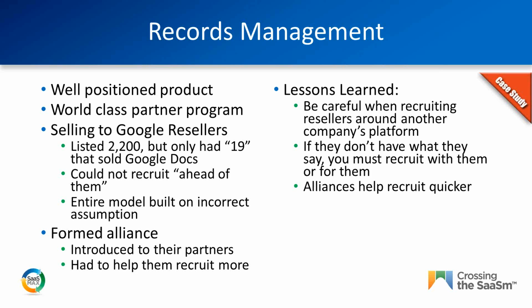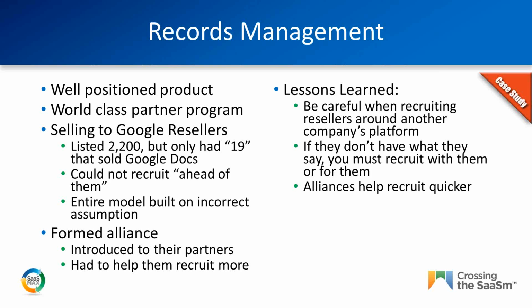We couldn't go out there and recruit people to sell our application if they weren't selling Google Docs. They couldn't sell both of the pieces. So the entire model was built on this incorrect assumption. So this is just sort of a beware. Sometimes if you walk into somebody else's infrastructure, their platform, you're building it around it, and then you find out afterwards it's not quite what you expected. So do a little bit more homework on that.